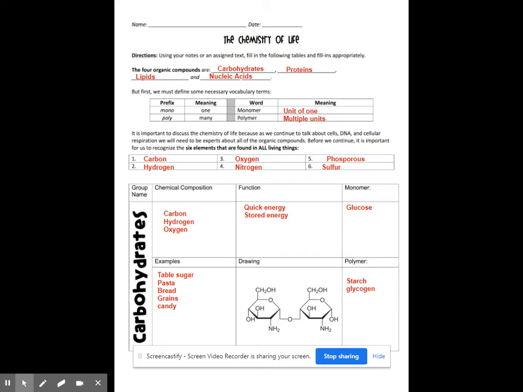We store glycogen, like you can eat a whole big bowl of pasta, and your body doesn't need all that energy right away. So what it does is, after you digest it, it can get converted into glycogen, a stored form of glucose, and you can store it in your muscle tissue. It'll be stored in your liver, and that way your body can use it later when it needs it.